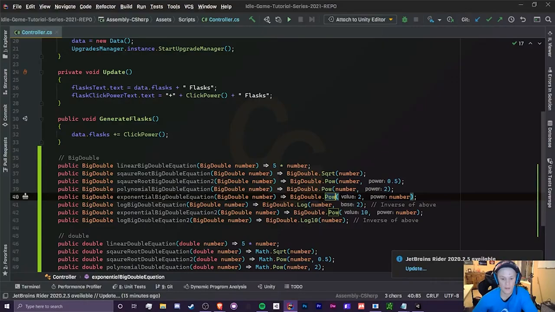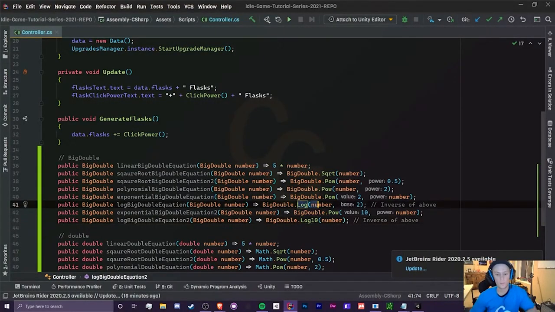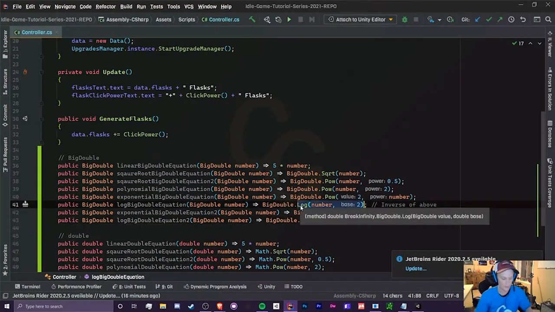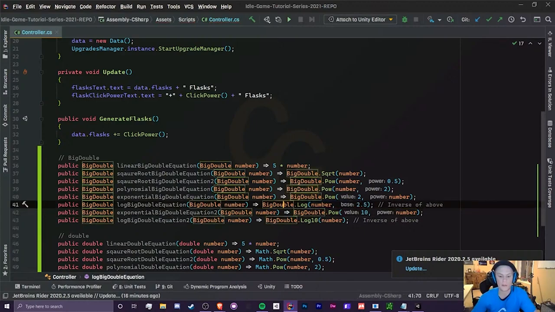Now for the log right here, it's just big double, and then you have a number in your base here. So right here, this number is the base. When I say log base 2, I'm saying this is the 2 right here. The base is 2 right here. Now log base 10, that is this right here. Okay, so now big double actually has a built-in log 2 equation. So you can just simply do log 2, and then just put your number in here. Now, however, if you're gonna do specific bases like 2.5, you must do the regular log here. You can't just do log 10 and then your number 2.5. It doesn't work that way.